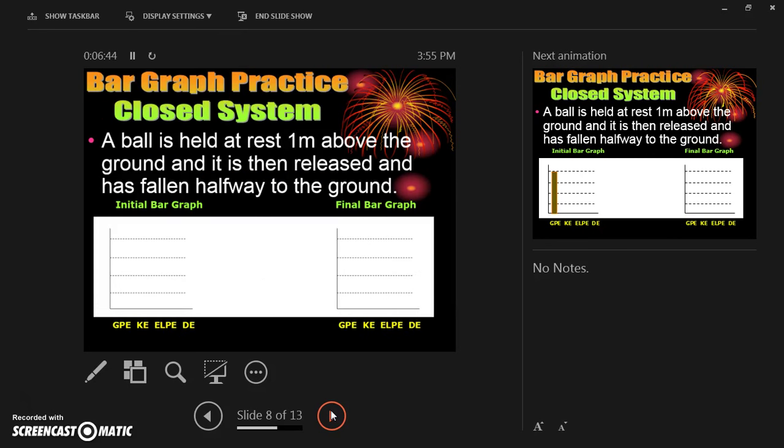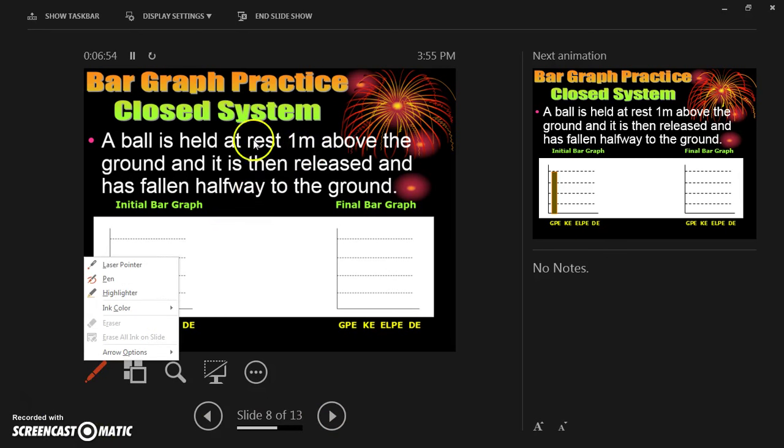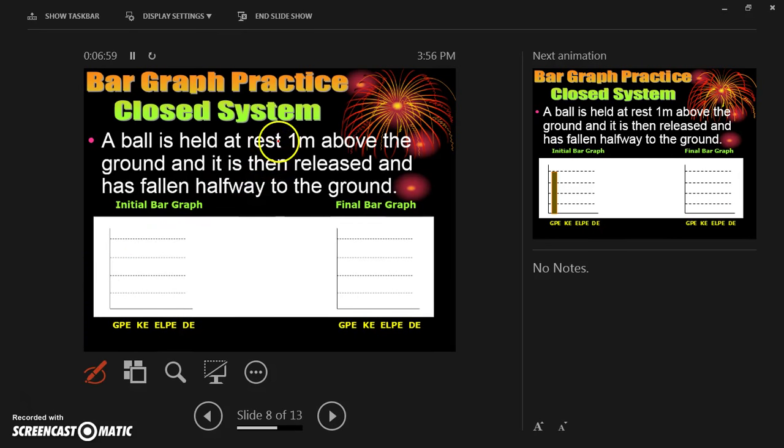Your first scenario is as follows. If we want to make a bar graph for a ball that's held at rest 1 meter above the ground, that is our initial scenario. What I like to do is block off with the pen the initial scenario and the final scenario like so. So here's the initial scenario, from the beginning to there. And then the final will be, it's then released and has fallen how far? Halfway to the ground. That pen is hard to write with on here, but okay.